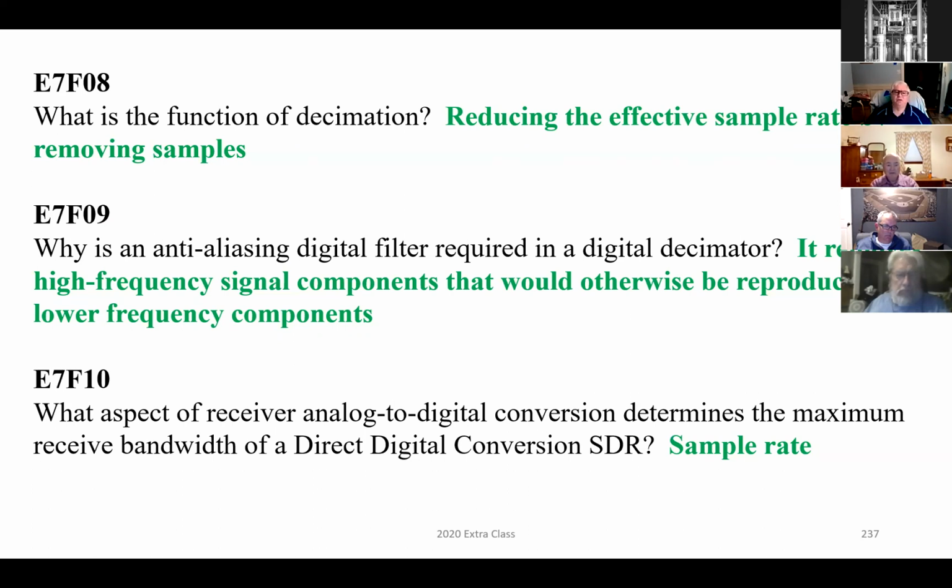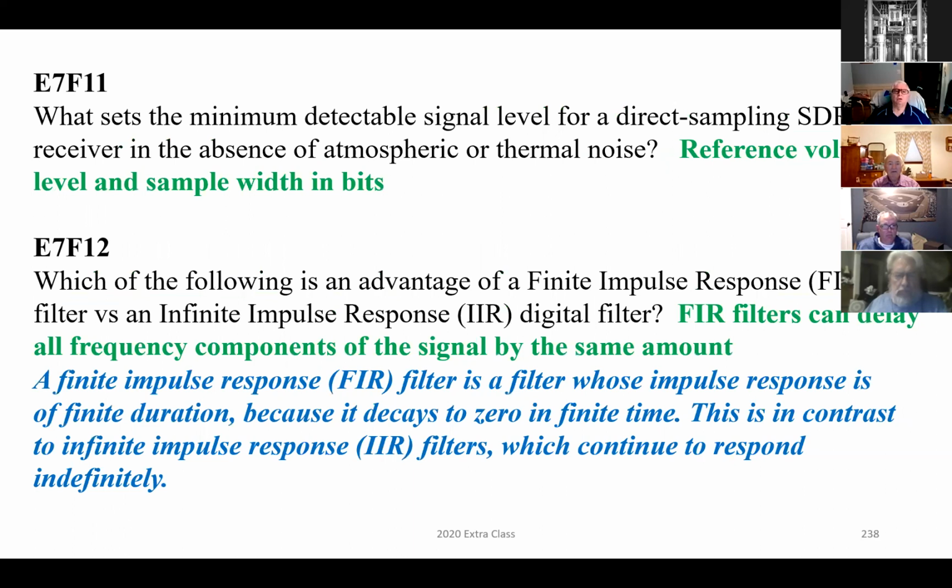Okay, what aspect of a receiver analog to digital conversion determines the maximum receiver bandwidth of a direct digital conversion SDR? It would be the sample rate. Okay, what sets the minimum detectable signal level for a direct sampling SDR receiver in the absence of atmospheric or thermal noise? That would be the reference voltage level and sample width in bits.